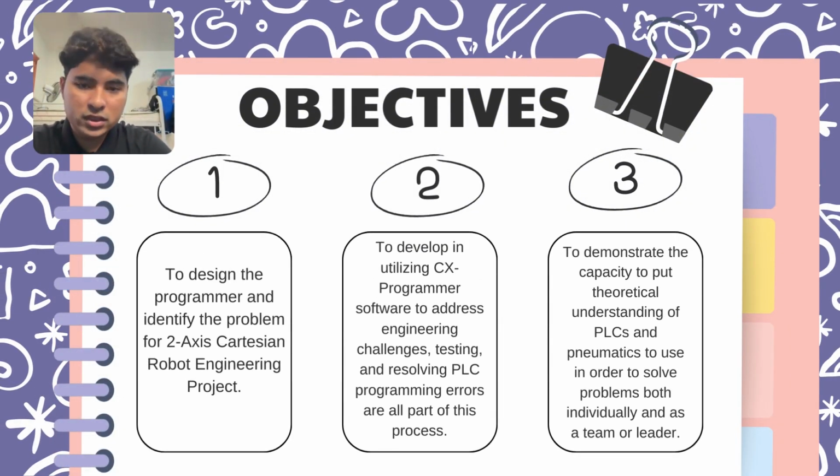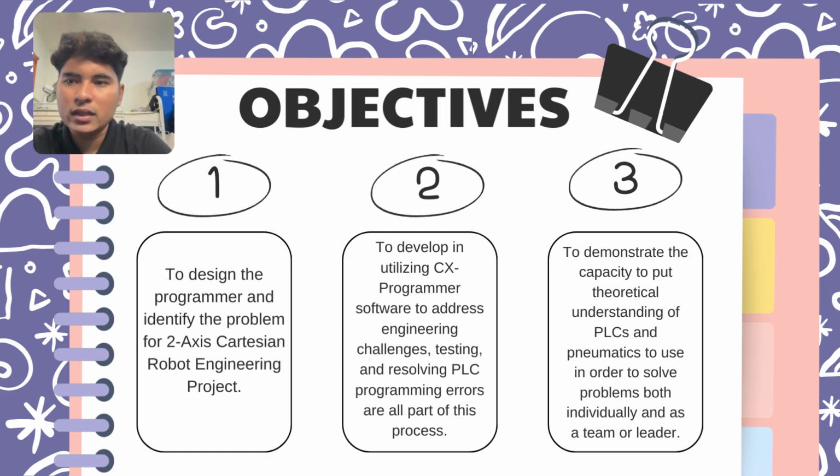There are three objectives in our project. First objective is to design the programmer and identify the problem for two-axis robot engineering projects. Second one, to develop skill in utilizing CS programmer software to address engineering challenges, testing and resolving PLC programming errors are all part of this process.